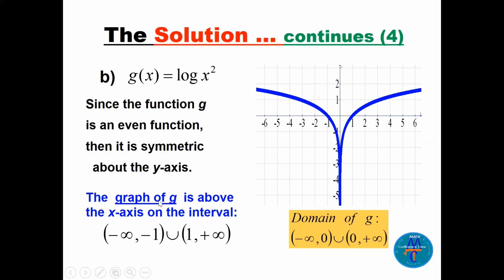Now we can answer the question. The graph of g is above the x-axis on the interval minus infinity to minus 1, union 1 to infinity. See, it's different from the function f. And also the domain of g, as I mentioned before, is minus infinity to 0, union 0, open, to infinity, or real numbers except 0.